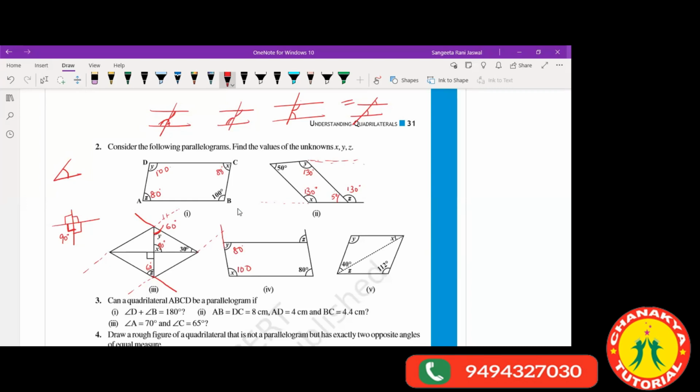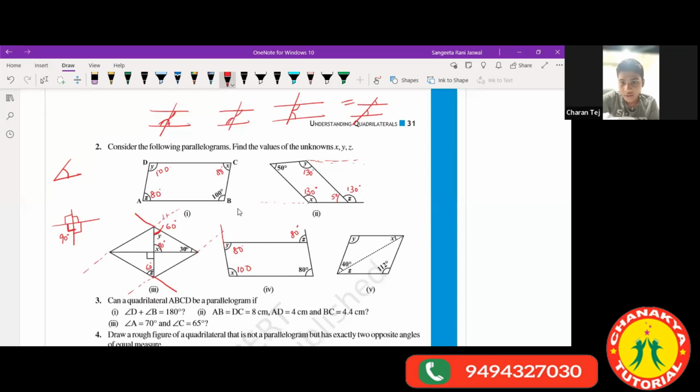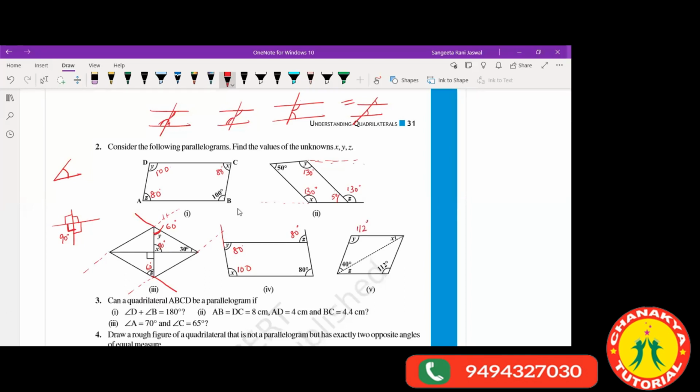Ma'am, can you explain the second bit, fifth one? Yes, I'm doing that. If you see this last one, this is again a parallelogram. This angle is 112. So Charantesh, tell me what is angle Y then? Ma'am, Y angle is also 112. Very good. And if this angle is given as 40, and I extend these two lines and they are cut by a transversal like this, then these angles are equal.